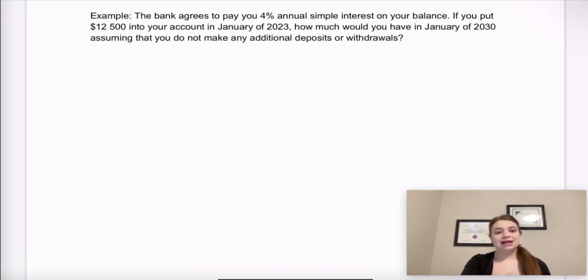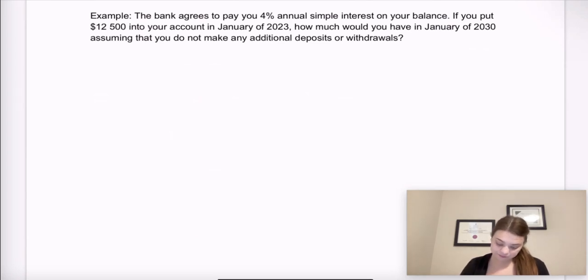All right, and here's a second example. The bank agrees to pay you 4% annual simple interest on your balance. If you put $12,500 into your bank account in January of 2023, how much would you have in January of 2030, assuming you do not make any additional deposits or withdrawals?